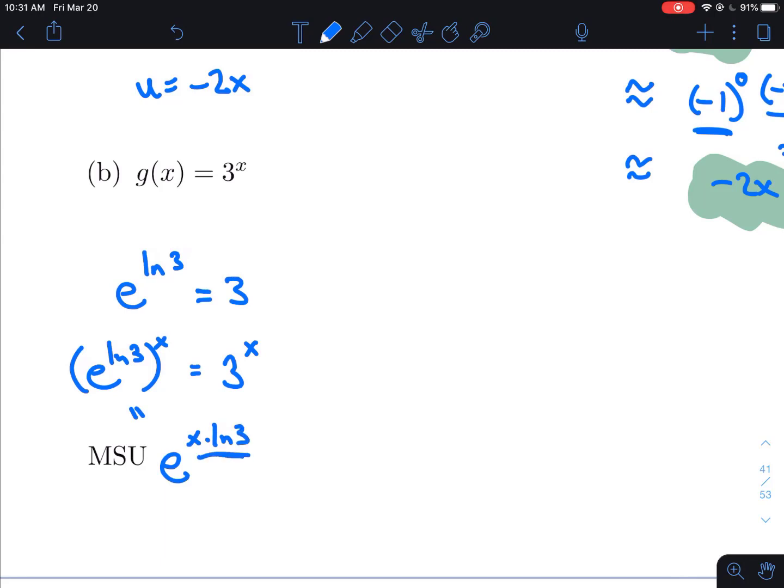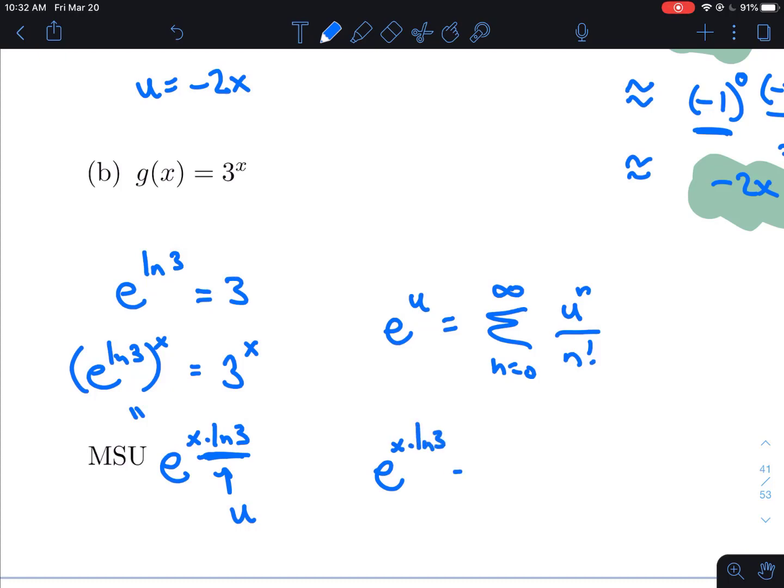And so now imagine if I took this and made this maybe like a u. Then instead of e to the u, which according to our rule up there is summing up from n equals 0 to infinity of u to the n divided by n factorial, we could just substitute in x times the natural log of 3. So e to the x times the natural log of 3 is going to be summing up from n equals 0 to infinity of x times the natural log of 3 raised to the nth power divided by n factorial.